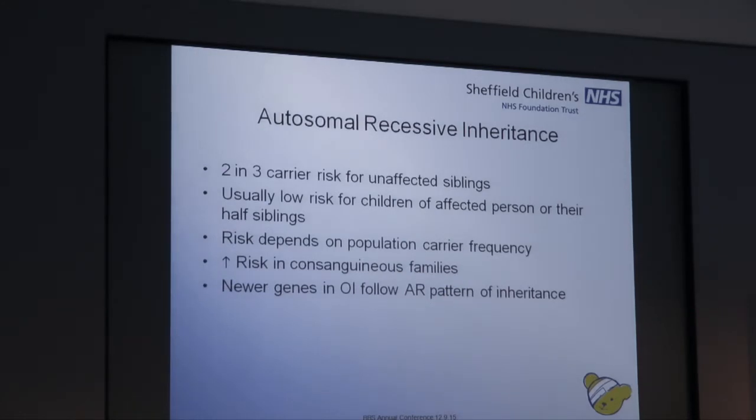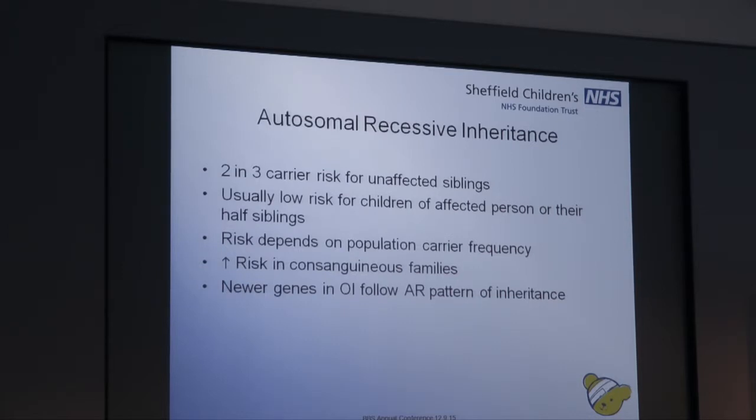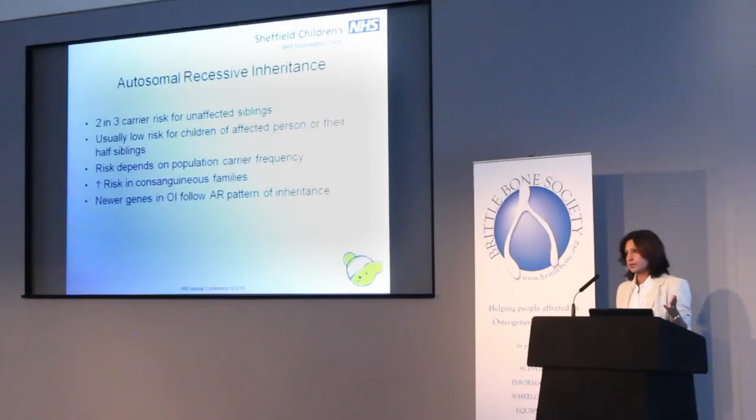So with autosomal recessive inheritance, we say that the unaffected siblings have a 2 in 3 chance of being a carrier. But for the affected person themselves, the risk would be lower for their children, because all their children would be healthy carriers, as they'd have to pass on one faulty copy or the other. The risk of them having children with OI would be less, unless they have a partner who's also a carrier. So in autosomal recessive conditions, the risk would very much depend on population carrier frequency.